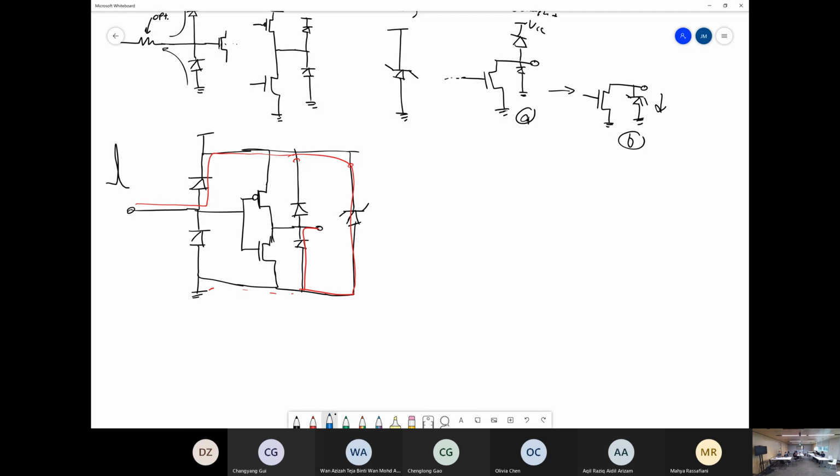Conversely, if you were to get from output to input, you'd go through here, you'd break down, you'd go up like that and like that. Right? Supply to supply is pretty simple. That's just through the Zener here, like that. Right? So there's a really basic example of ESD paths.